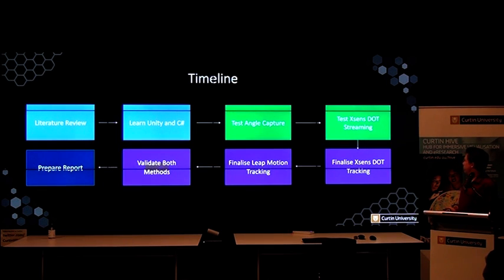And then from there, finalise the Xsens dot tracking, same with the LeapMotion, so finalising the Unity build, making sure it looks good, validating both methods at home, so it's not a proper data validation, and we're actually going to validate it properly next week in a validation lab. Fingers crossed, hopefully no hotel quarantine leaks between now and then. And then from there, prepare the report.